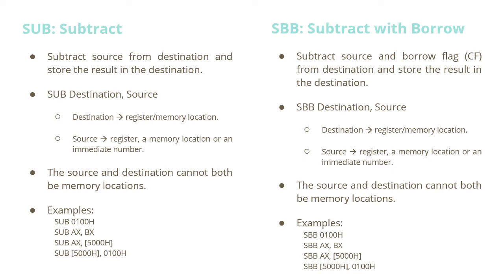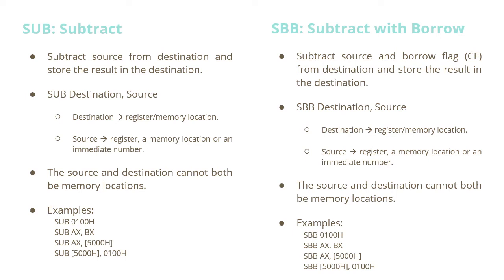Next is SUB AX, BX, which is the register addressing mode. So here the contents of BX is getting subtracted from AX and the result is stored in the AX register. Next is SUB AX, 5000H, which is the direct addressing mode. So here the contents of the memory location 5000H is getting subtracted from the contents of the AX register and the result is getting stored in AX.